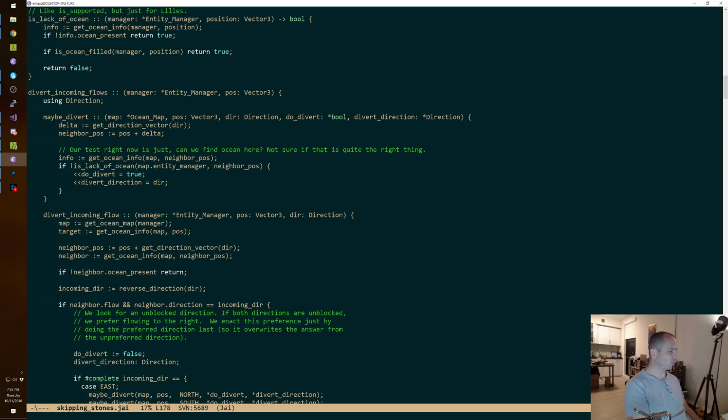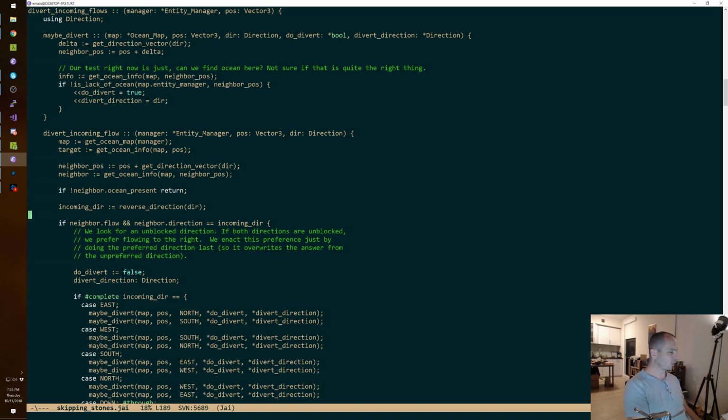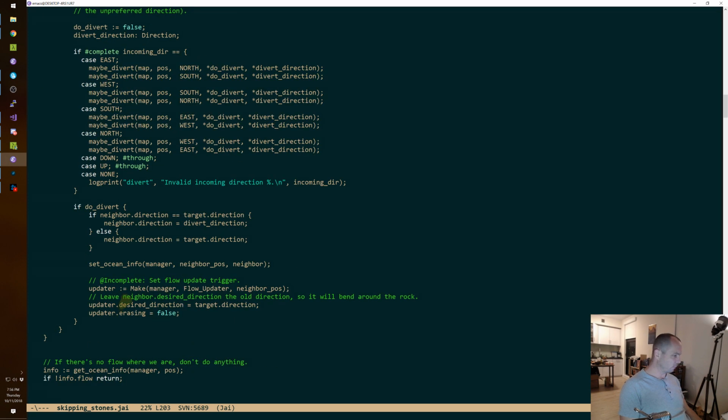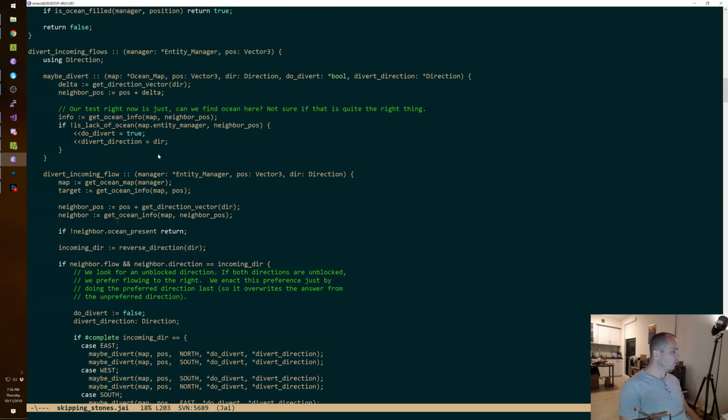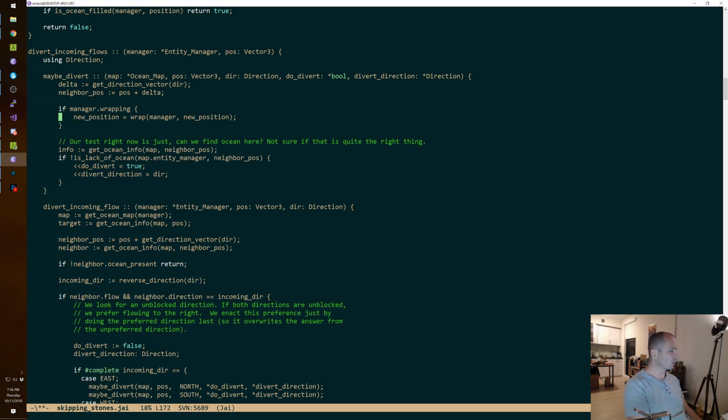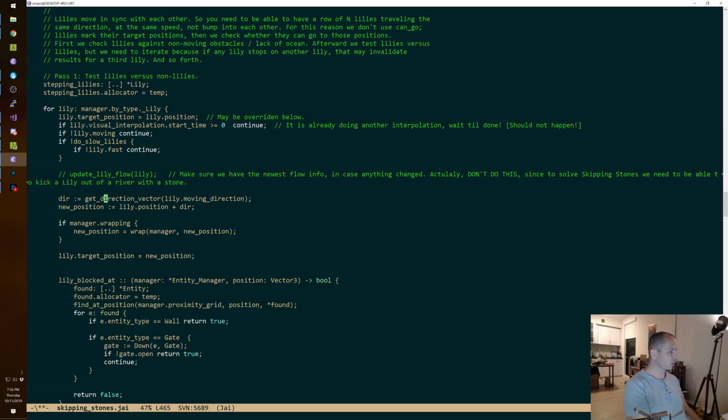divert incoming flows. So, we maybe divert. For any given direction, we tried diverting. It's a weird rule that's part of the original game. So maybe divert. It says neighbor pause. That's all.